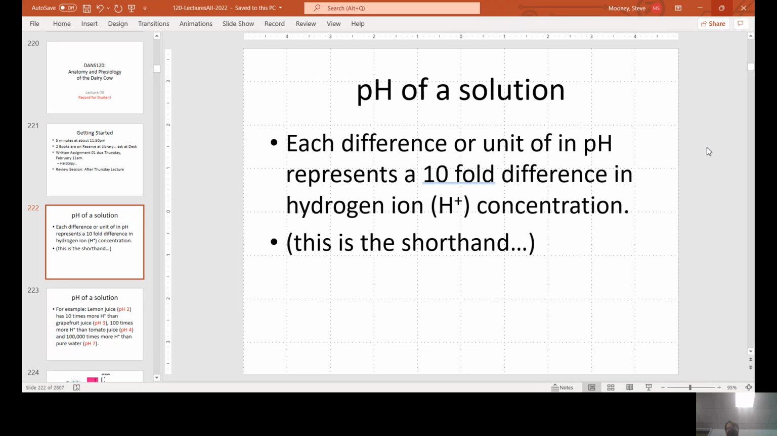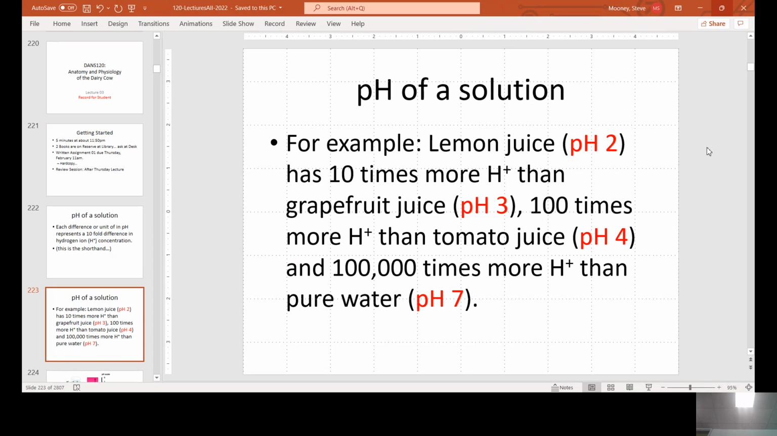So if we think about it that way, we have lemon juice. They're suggesting it's pH 2. I think that might be a little strong, but for the sake of an example, pH 2 has 10 times more hydrogen ions than grapefruit juice at pH 3. Lemon juice versus tomato juice, there's a 100-fold difference. We're going from 4 to 2, so we're going to get 100 times. And then if we compare lemon juice to pure water, there'll be 100,000 times more hydrogen ions in that solution compared to pure water.